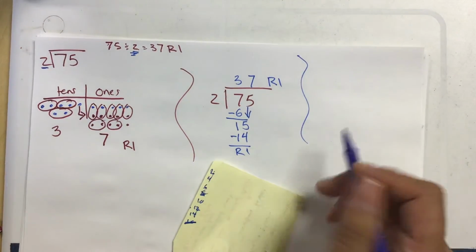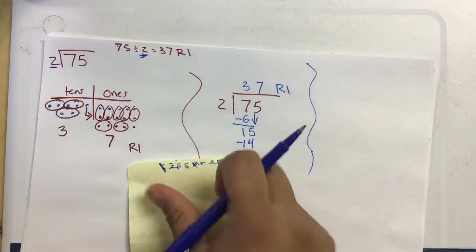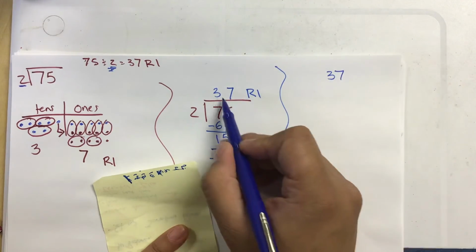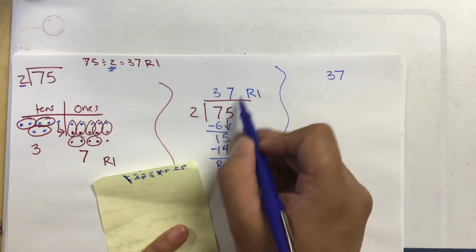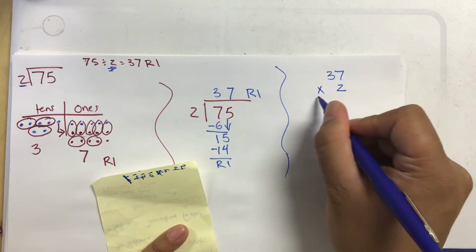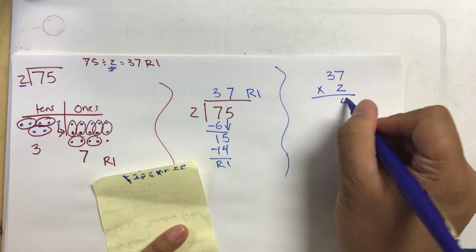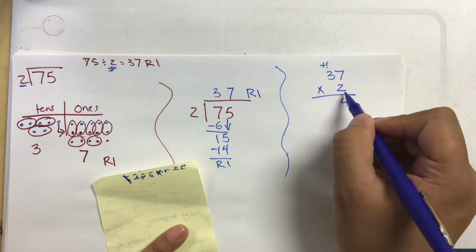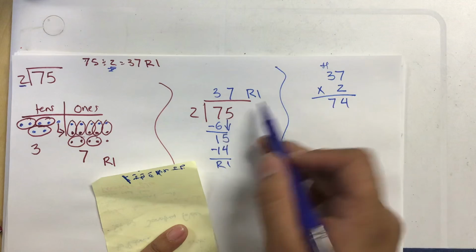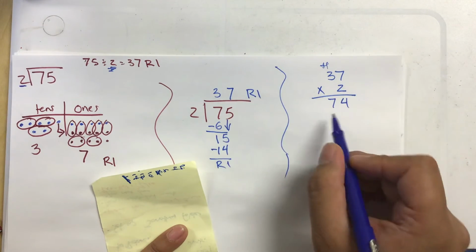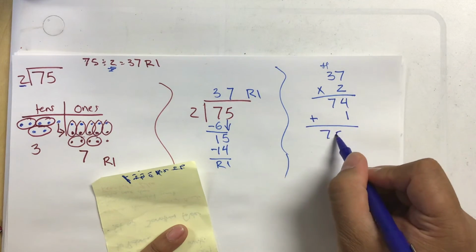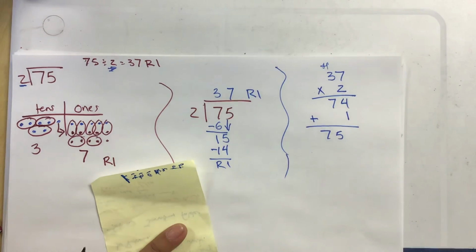Okay, time to check the work. We're going to take our answer, our quotient, which is 37. Okay, we're not going to worry about the remainder yet. We're just taking the quotient right here, which is 37, times our divisor, which is 2. 7 times 2 is 14. Carry that 1. 3 times 2 is 6 plus 1 is 7. And then notice how the numbers are just off. Well, we have a remainder of 1 here. We need to make sure we add that remainder of 1. So plus 1, and we should end up with the same number that we started with, which is 75.